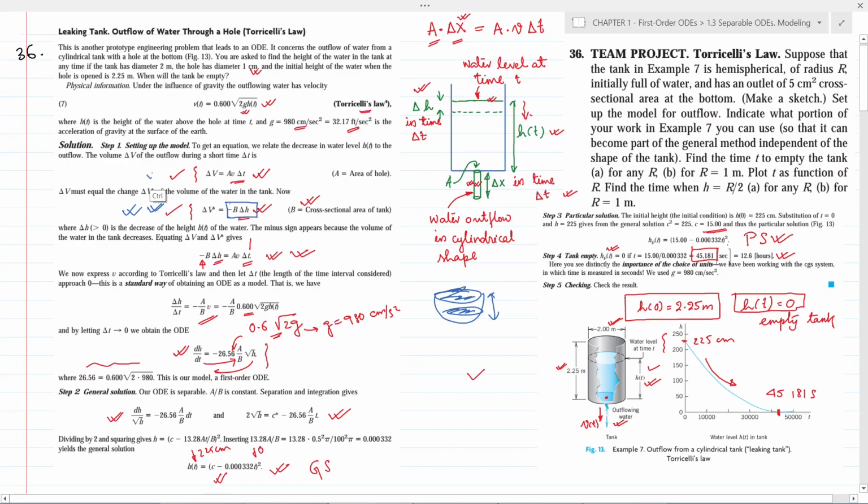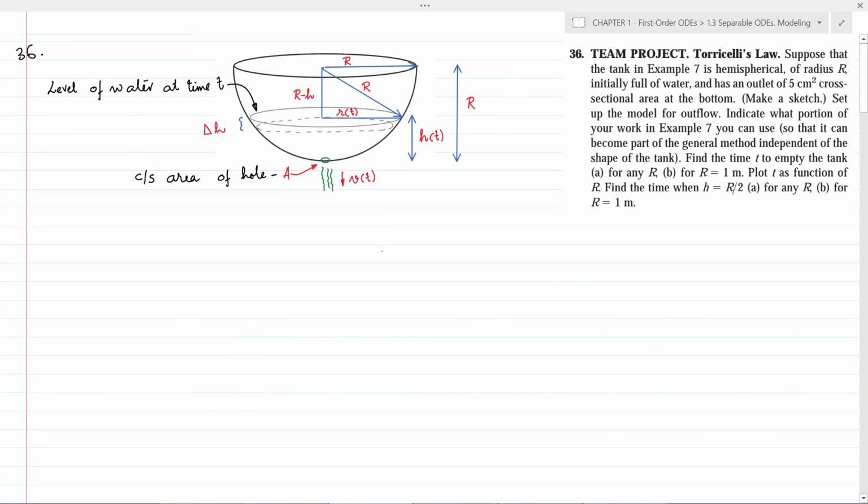That is why the second equation cannot be used. However, we can use the first equation because still the hole is circular in the hemisphere also. So this delta V equal to AV delta T equation will be used for solving problem 36. But this second equation cannot be used. Now we will go ahead and solve this problem by taking reference of this example 7. This is the sketch of the hemispherical tank from which water is going out of a small hole at the bottom of the tank. First we will write down the data given in the question.